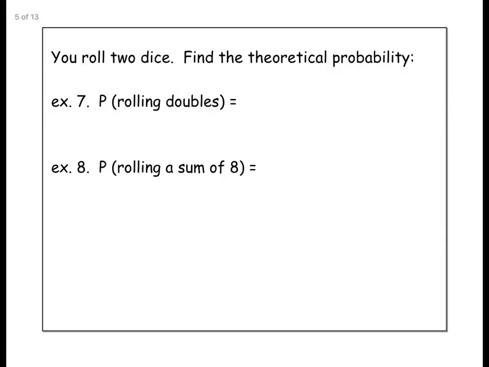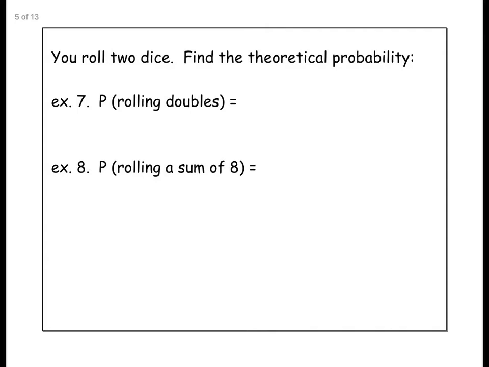Okay, so moving into a couple more examples. Now we are rolling 2 dice. It says find the theoretical probability of rolling doubles. So that means 2 1s, 2 2s, 2 3s, 2 4s, 2 5s, or 2 6s. And find the probability of rolling a sum of 8. So when we're trying to figure these out, it is helpful to think about the sample space. Or in other words, to think about what are all the possible outcomes for our dice.